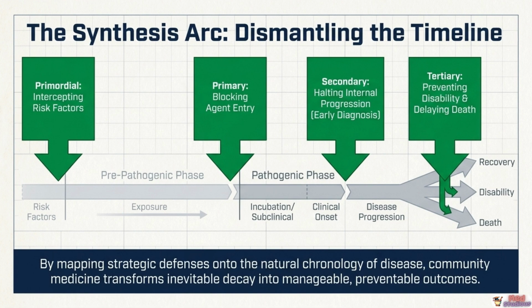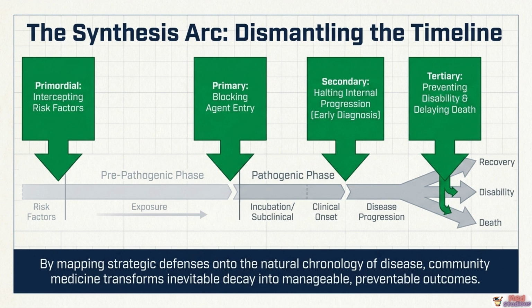This final slide draws together everything we have built today into a single synthesis arc, the complete integrated picture of how community medicine dismantles the natural history of disease by mapping strategic defenses onto every point along its timeline. Reading from left to right across the arc, at the level of risk factors in the pre-pathogenic phase, primordial prevention intercepts the development of harmful lifestyle factors before they take root in the population.